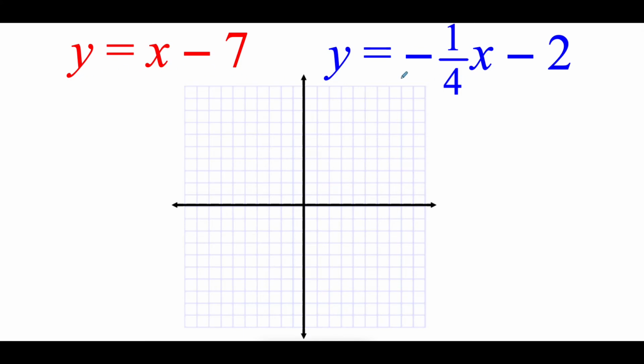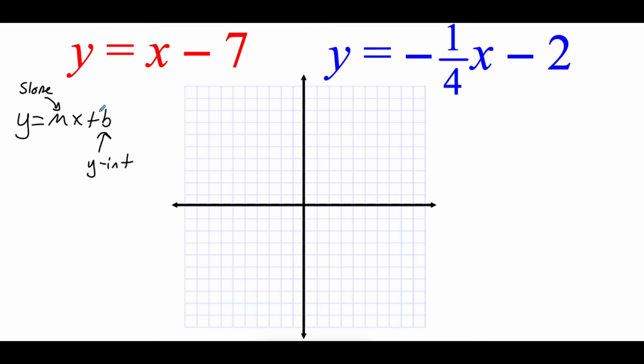Both of these equations are written in slope-intercept form. And remember, slope-intercept form looks like y equals mx plus b. Having equations written in slope-intercept form is nice because it gives you the information that you need in order to draw a graph quickly. The b value on the end stands for your y-intercept, and the m value in front of the x is your slope.